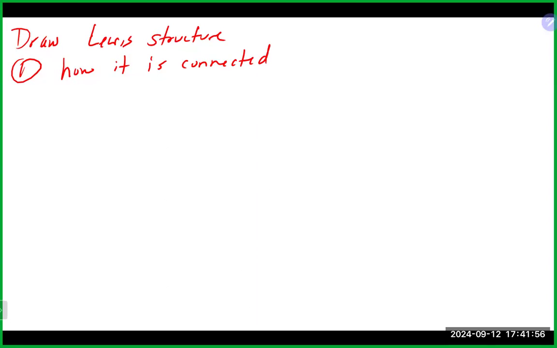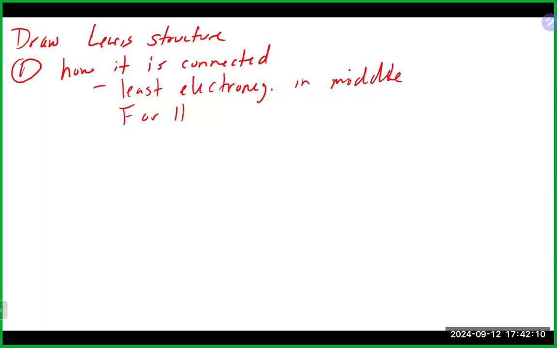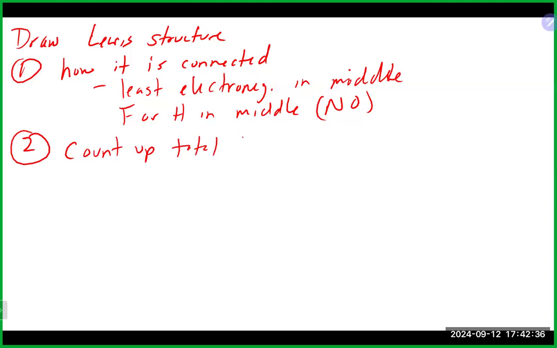But typically speaking, the least electronegative atom should be in the middle. We should never find fluorine or hydrogen in the middle. I'll just write no, don't do that. We never put those in the middle, because hydrogen will have too many bonds, too many electrons, and fluorine is the most electronegative element you could have, so clearly it should never be in the middle. Once you do that, probably the most important thing is to count up the total number of valence electrons.